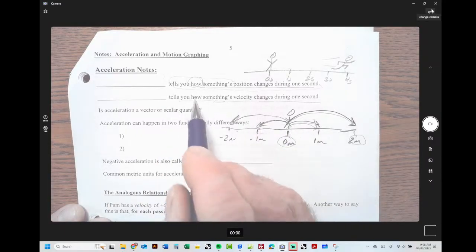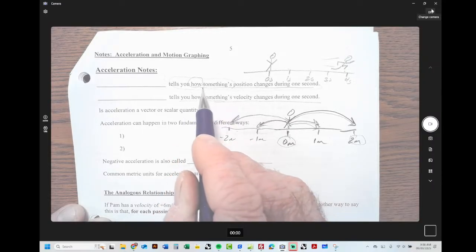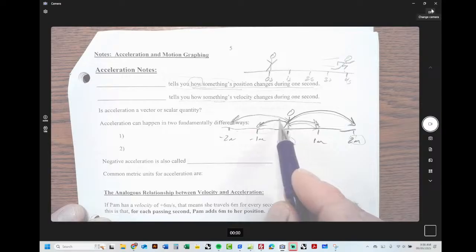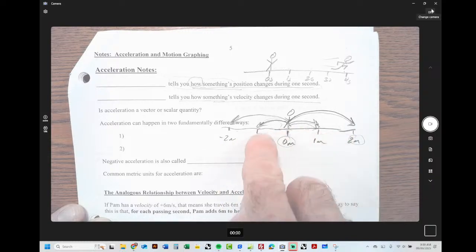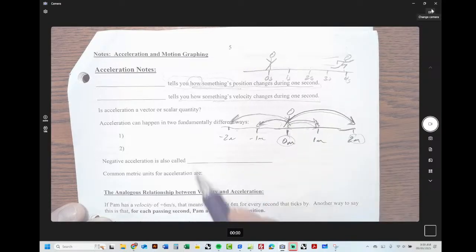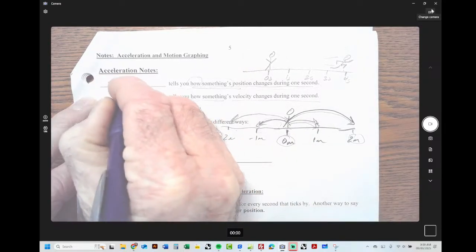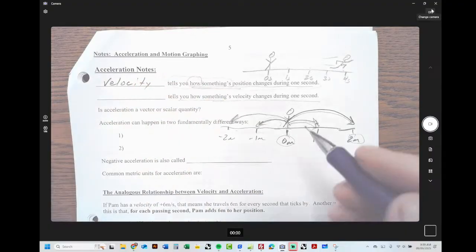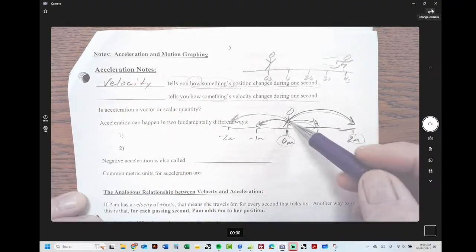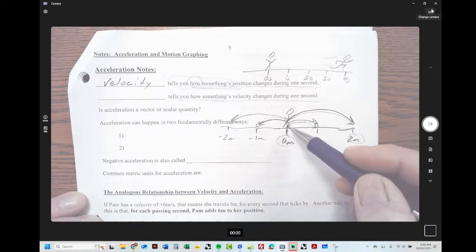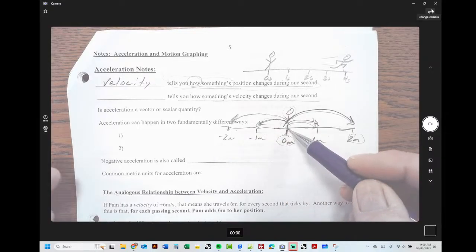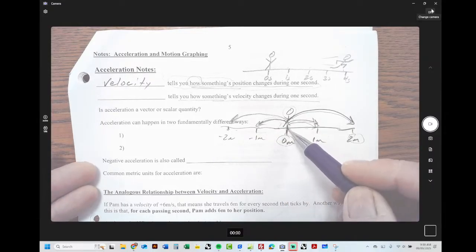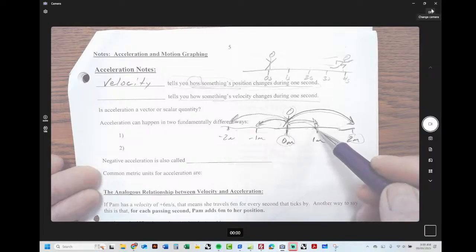So what I'm talking about here, when I'm saying how your position is changing, the position's either going 1 to the left, or 2 to the left, or 1 to the right, or 2 to the right. During 1 second, if we compare all those different kinds of movements in 1 second, that's telling us something's velocity. So if I say this person's velocity is -2 meters per second, where are they going to be after a second? They're going to be here. If I tell you that their velocity is +1 meter per second, where are they going to be in 1 more second? They're going to be there.